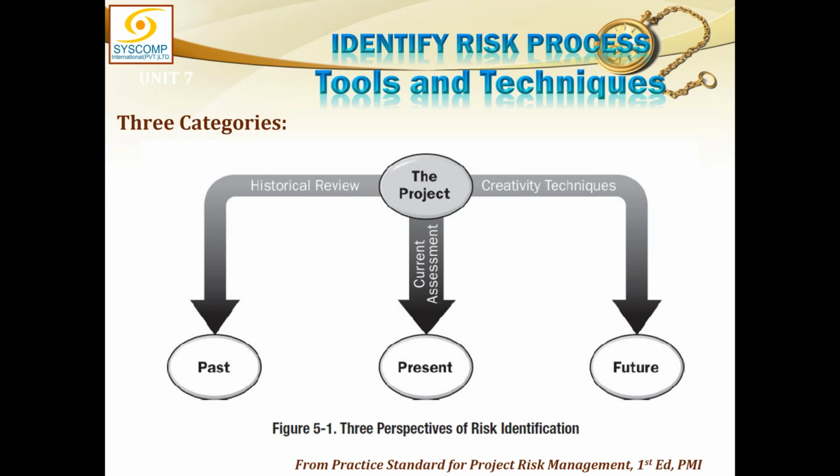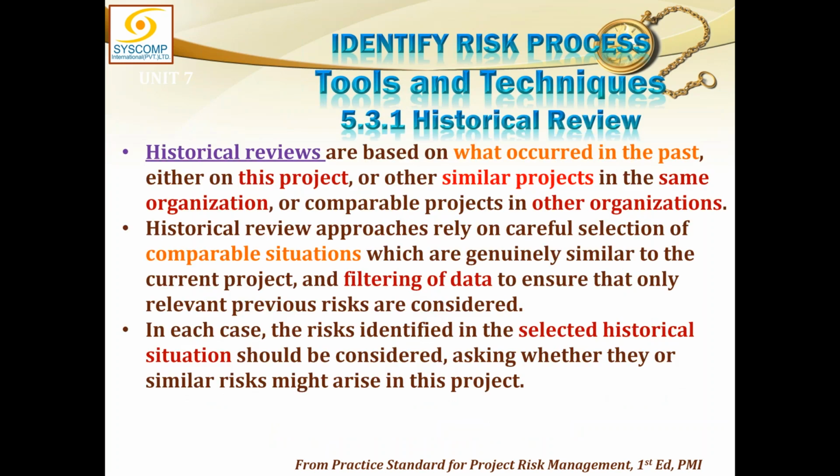So let us talk about each one of these. Historical reviews are based on what occurred in the past, either on this project or other similar projects in the same organization or comparable projects in other organizations. Historical review approaches rely on careful selection of comparable situations which are generally similar to the current project and filtering of data to ensure that only relevant previous risks are considered. In each case, the risks identified in the selected historical situation should be considered, asking whether similar risks might arise in this project. So this is historical.